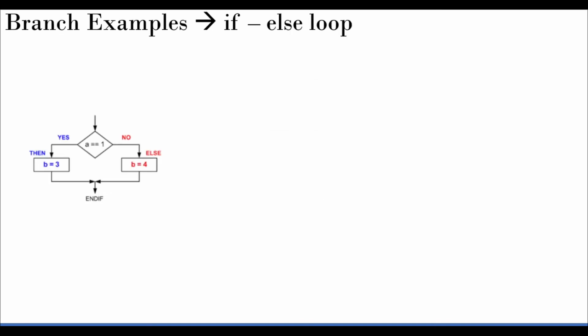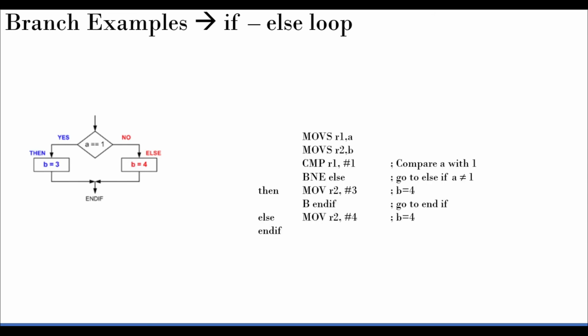So just to make it very clear, here I have two things, right? If a is equal to 1, if that is true, b is equal to 3, otherwise b is equal to 4. So let's see how it happens. You should be able to write it by yourself.